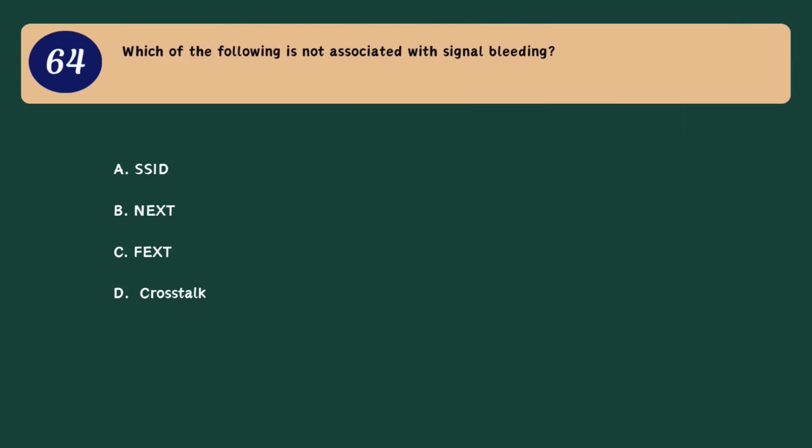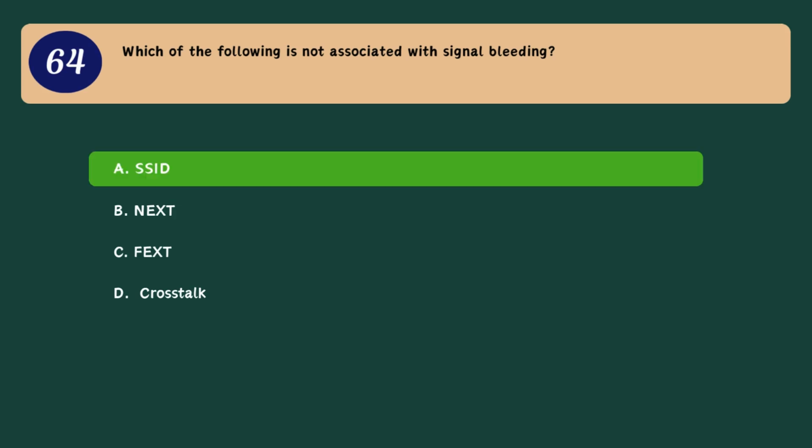Question 64. Which of the following is not associated with signal bleeding? A. SSID. B. NEXT. C. FEXT. D. Crosstalk. Correct answer. A. SSID.